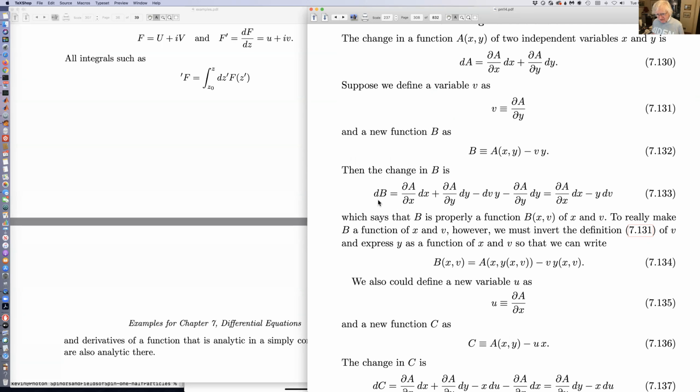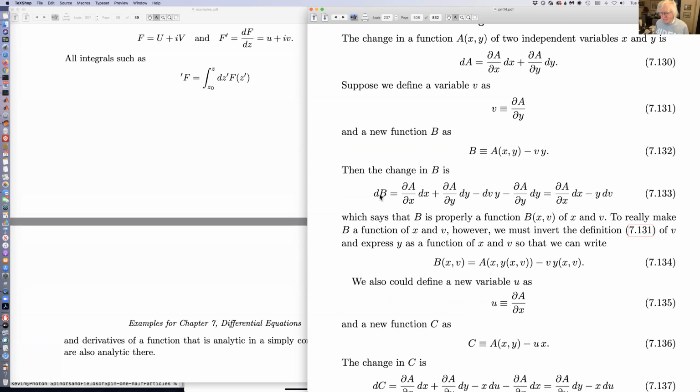So then if you take dB and you just follow this, I should have used the subscript notation. It would have made things a lot easier to read. So this is A sub x dx plus A sub y dy minus V minus dV times y minus A sub y dy. And now you see these two terms cancel, and we just get this expression.